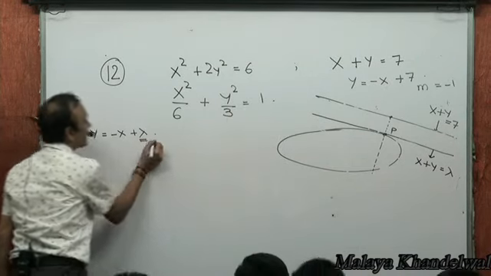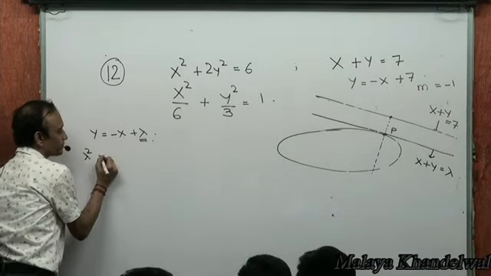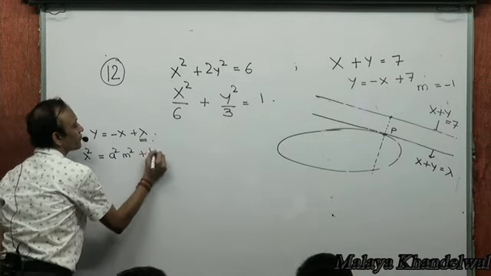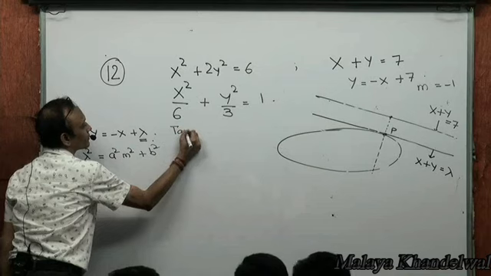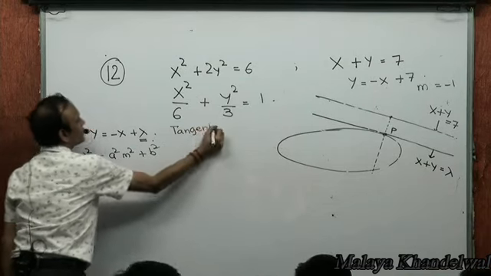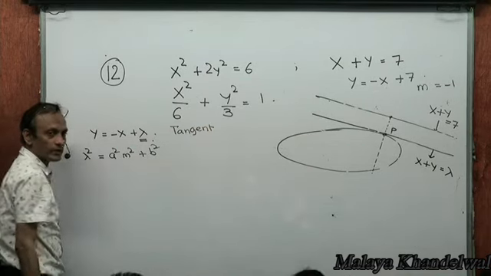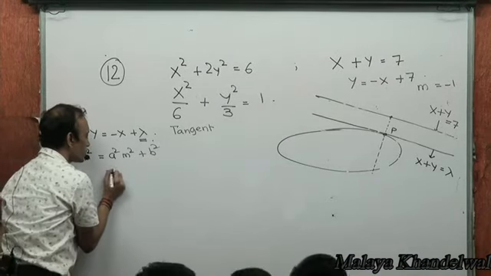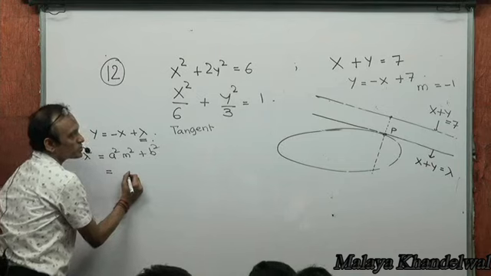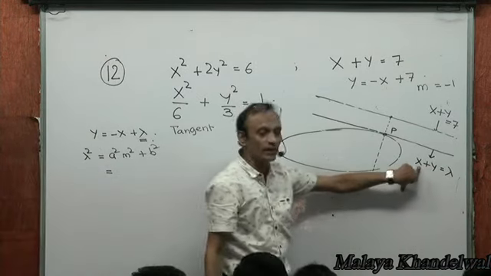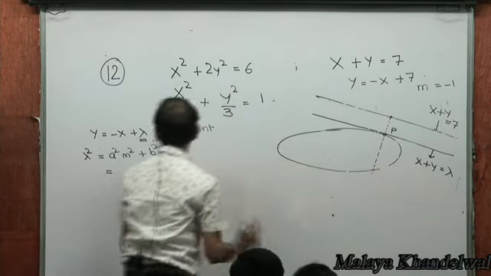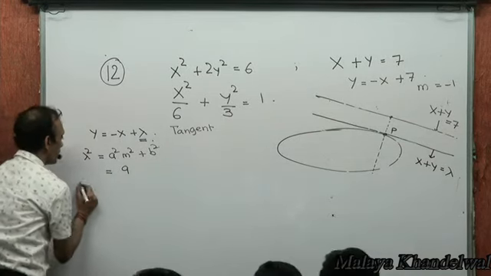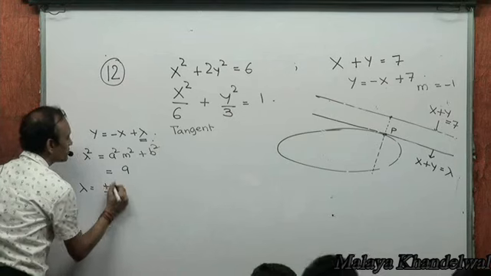The c squared, which is lambda squared, must be a squared m squared plus b squared for this line to be a tangent. Yes or no? M is, as you can see, minus 1. A squared is 6. So this turns out to be 9. Lambda squared is 9, right? So lambda could be plus minus 3.